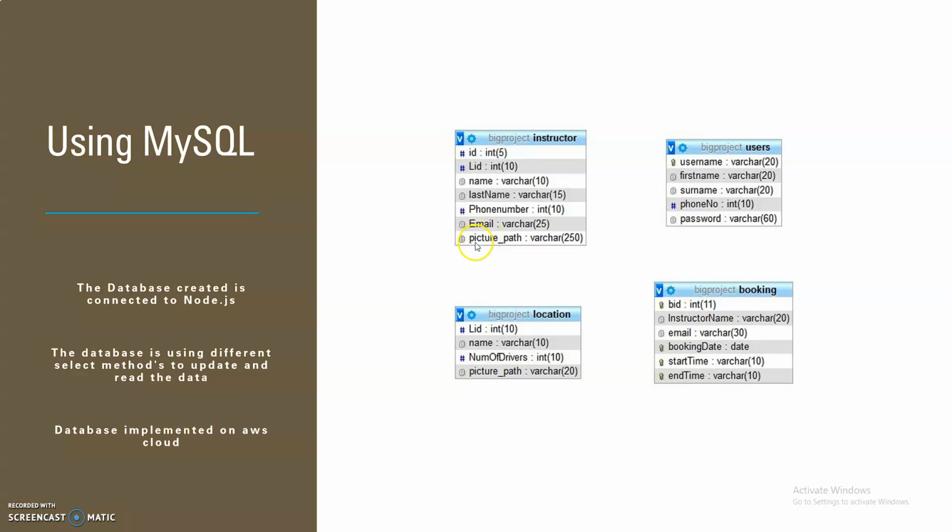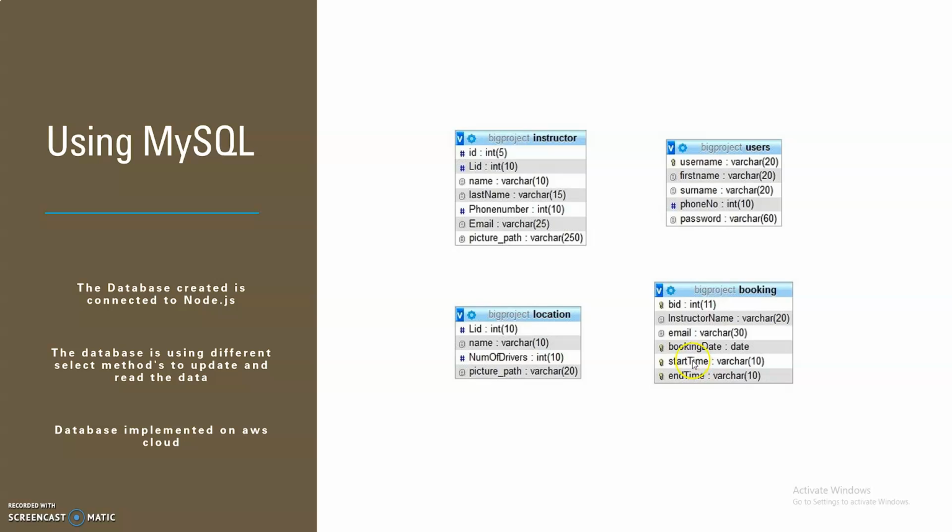The MySQL. So we had 4 different tables. The instructor table stores all the information about the instructors, their names, email and a picture of them. In the users table, when you're making an account, all the information goes into the users table, and when you're logging in, you verify the login through the users table. The location table stores all the locations of where the instructors are situated. And the booking table stores all the information for all the bookings that you've made.